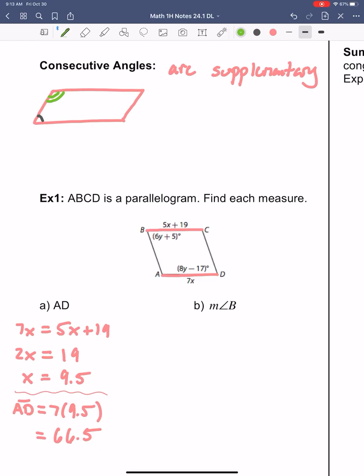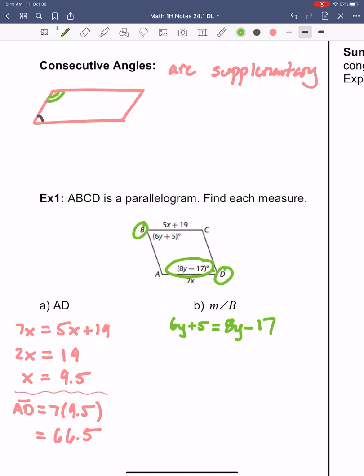Now they want the measure of angle B, okay? Angle B is up there in that top left, right? Angle B is up in the top left, okay, right here. And we need to remember that opposite angles are also congruent with parallelograms, which means that that's going to equal angle D. I know it's hard to see, but this 8y minus 17 is actually angle D. Those are linked together there. It just kind of looks like it's the side length. So if opposite angles are congruent, I can set up an equation that looks like this. 6y plus 5 equals 8y minus 17.